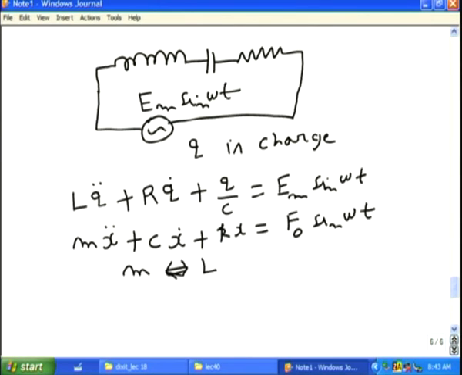Because of the inertia, body takes some time to respond. Here also the same thing happens. Because of the inductance, there is some time to respond. C is equivalent to R.